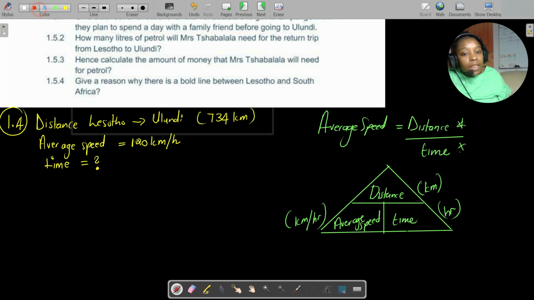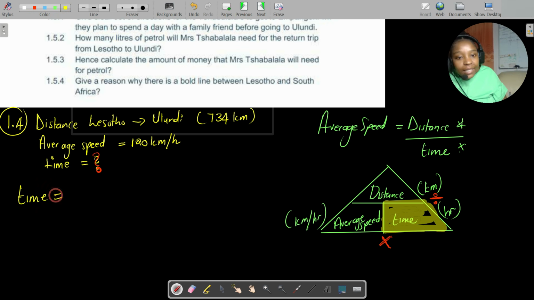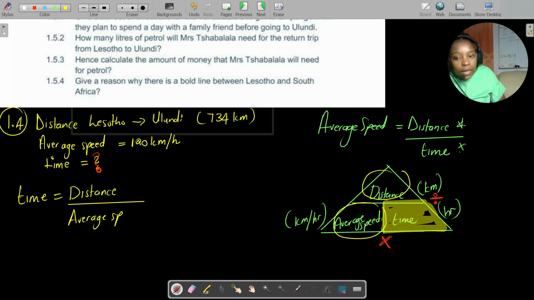Then we know, at the bottom here, if they're next to each other, we're multiplying. Top and bottom, we are dividing, right? So what do we need to do here? We need to calculate time. Based on this triangle, how do we calculate time? Time is equal to distance over average speed. Remember, as long as your distance is in kilometers and your average speed is in kilometers per hour, then the answer that you'll get will give you time in hours.